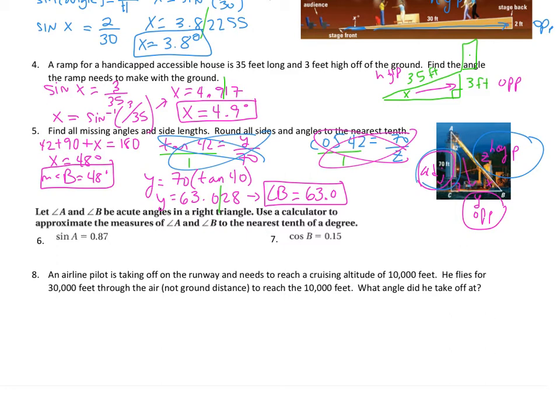So I get Z times cosine of 42, and that equals 70. But remember, I need to divide by the cosine of 42. So my Z is going to be 70 divided by the cosine of 42. And if I type that all in the calculator at the same time, it makes it a little bit easier.